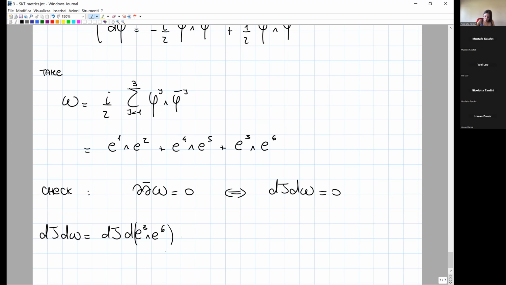So what is this? dJ of the differential of e3, and you can check the differential of e3 is minus e1 wedge e2, wedge e6. I'm applying the Leibniz rule. Then I have minus e3 wedge the differential of e6, but the differential of e6 was minus, so I have a plus, e4 wedge e5.